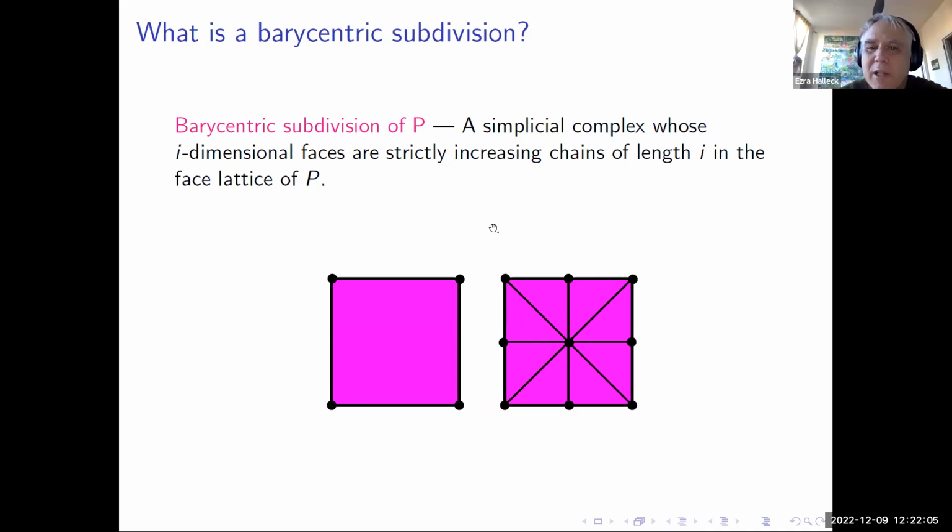Perfect. I was just going to add that the root word for bary is weight, right? So you're basically finding the weight centers of each face. Oh, that's a good way of thinking about it. I did not know what bary meant, so thank you.